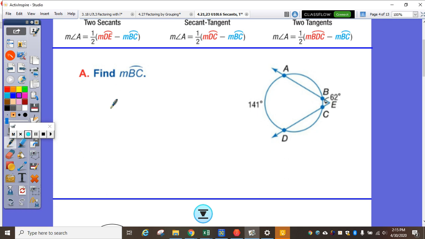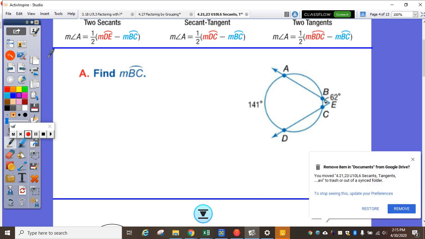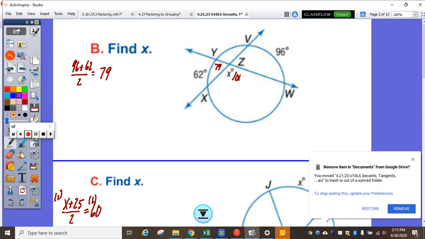Hey guys. Okay, so we want to go ahead and start here with finishing up this section on secants and tangents. When we looked before, when we had two secant lines that intersected inside of the circle itself, we would add these two intercepted arcs together and divide by 2. So for instance, if I had a secant line here and a secant line here and I wanted to find this angle, I would take the 96 plus 62 divided by 2, and that's going to give me my intercepted angle.